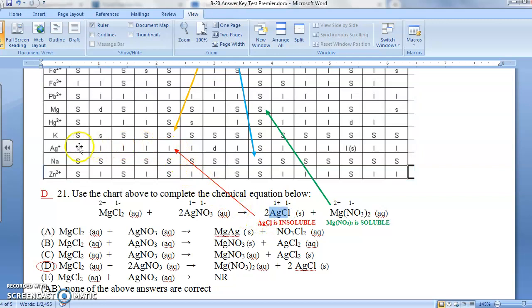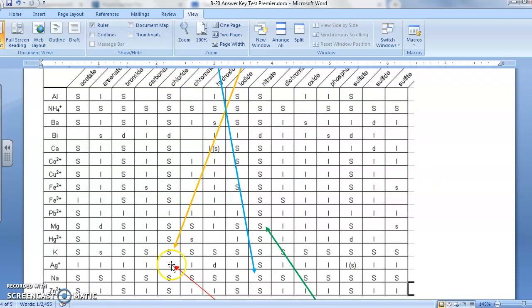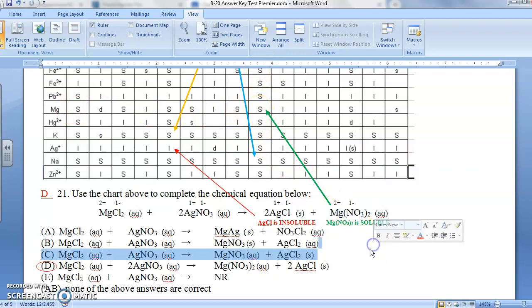Follow the arrow up. When the silver bumps into the chloride ions, that's the chloride ion column right there. We look down the list. That's that box right here. It is insoluble. The silver chlorides will precipitate out of solution. What happens when the magnesiums bump into the nitrates? The answer is nothing. Follow that arrow up. Magnesium, we already saw the nitrate column is highly soluble. That'll stay floating around. So the silver chlorides will precipitate out of solution.